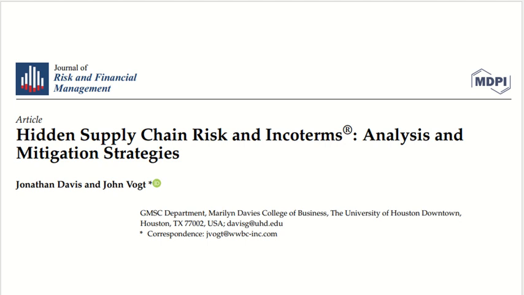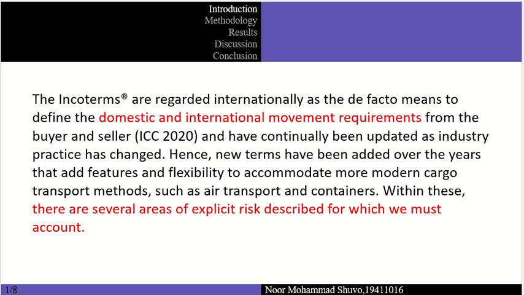I'll be discussing the article Hidden Supply Chain Risk and Incoterms: Analysis and Mitigation Strategies by the authors Jonathan Davis and John Watt, which has been published in the Journal of Risk and Financial Management, which is a Q2 journal. Now, coming to the introductory part, we all know what Incoterms are, but to define them, they are mainly the domestic and international movement requirements for the buyer and seller.